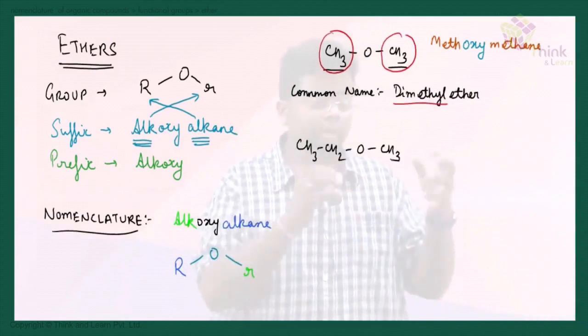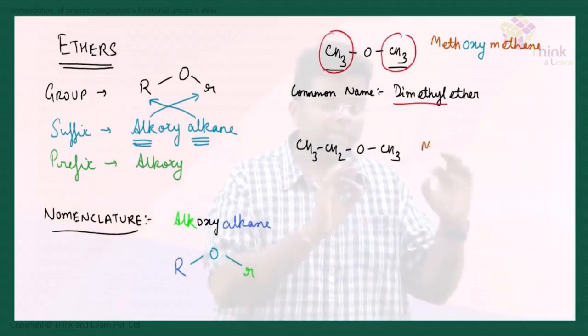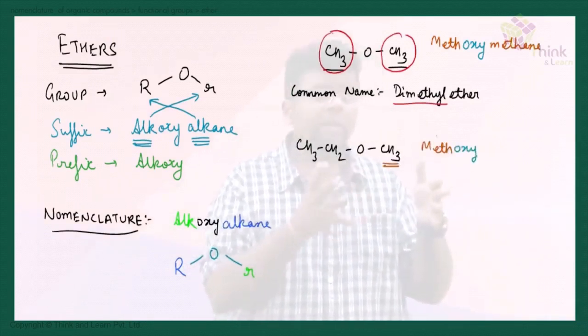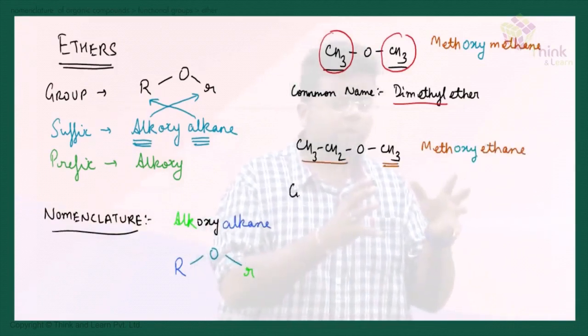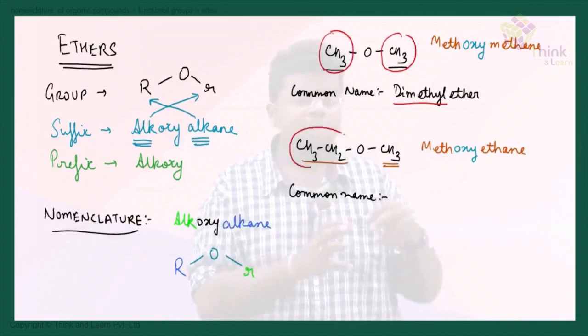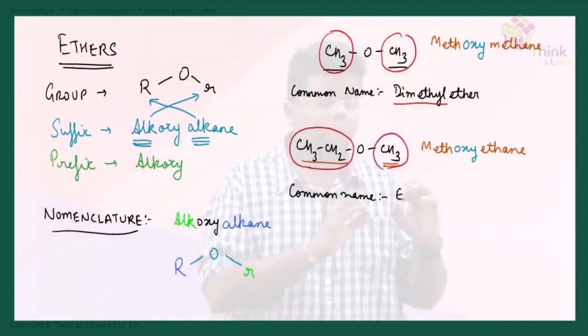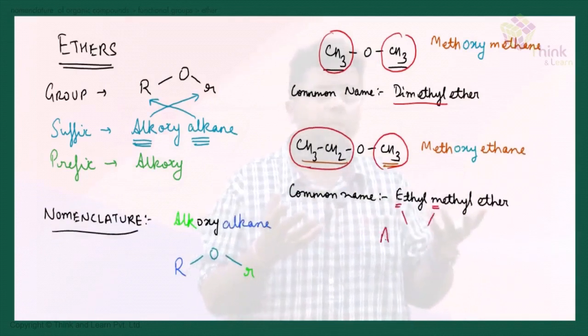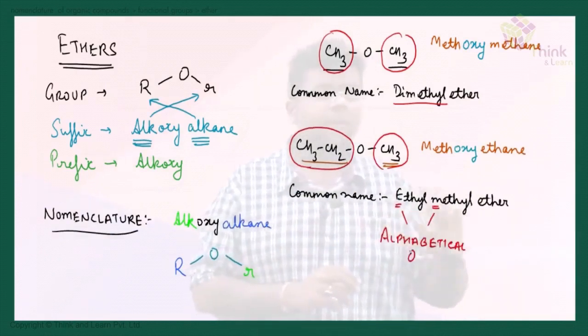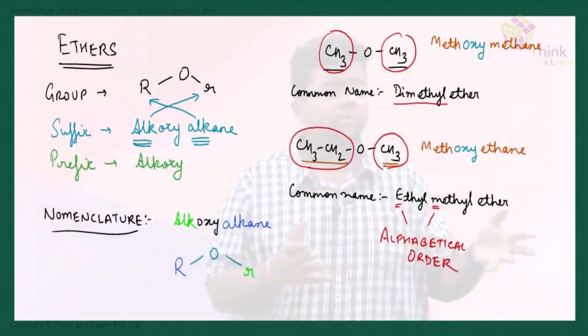Now similar to that, if I take another example, on one side I have 2 carbons, and on the other side I have just 1 carbon. So what should be the name? The name would become methoxyethane. And what about the common name? It would be ethyl and methyl. So alphabetically, I'll place it, and it would be called ethyl methyl ether. That's it.